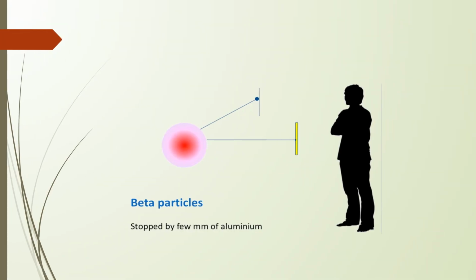Beta particles are high-speed, high-energy electrons or positrons emitted during radioactive decay. Because they are much lighter than alpha particles, they have greater penetrating power and can easily pass through paper or outer human skin. However, they can be effectively blocked and stopped by a few millimeters of aluminum.